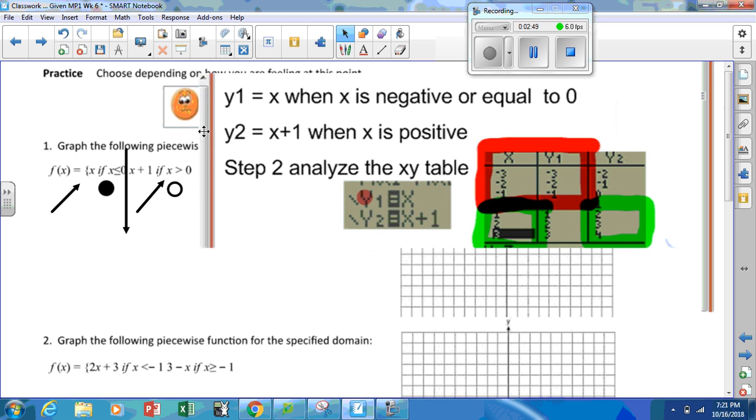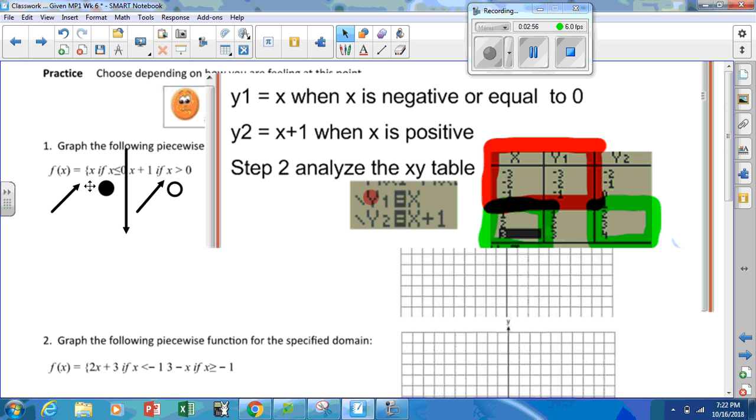What do we know? We know that when x is negative or equal to 0, it's going to be positive and it's going to have a closed circle. We know that when x plus 1 is positive, it's going to also have a positive slope, but it's going to be an open circle. All right, and I've identified my functions by color. Red would be the negative or equal to, and green would be the positive.